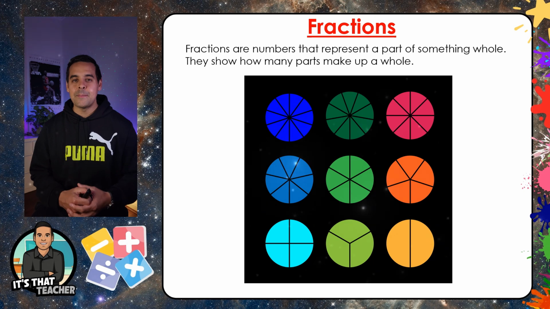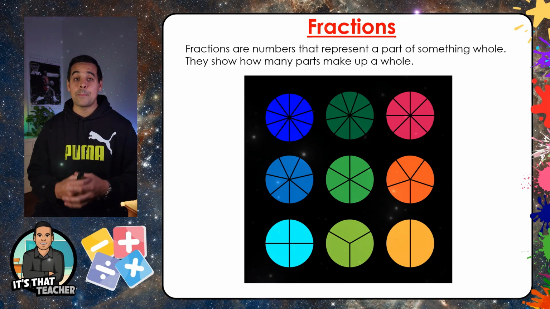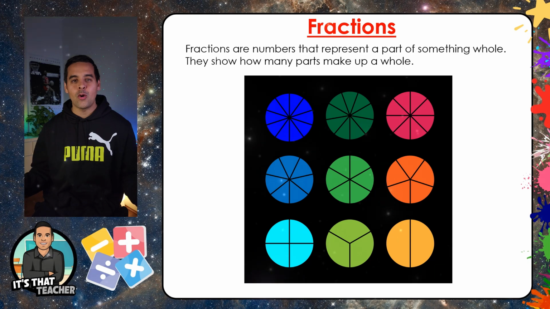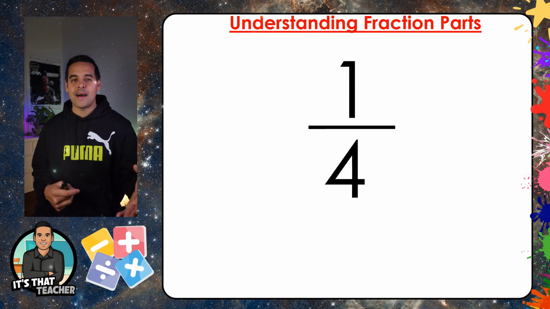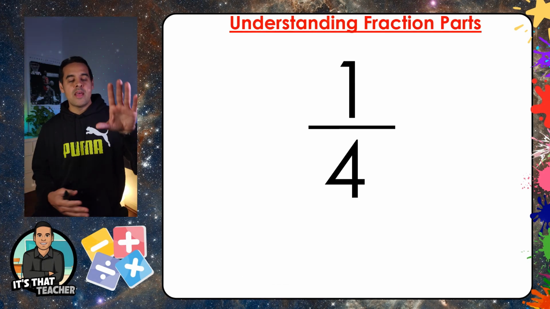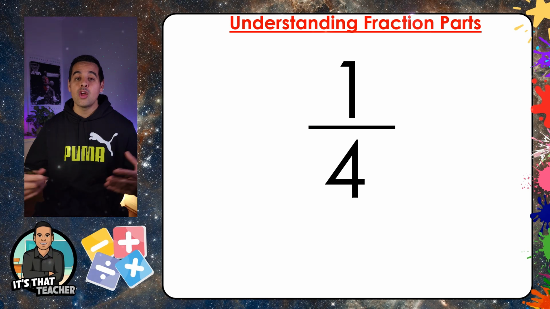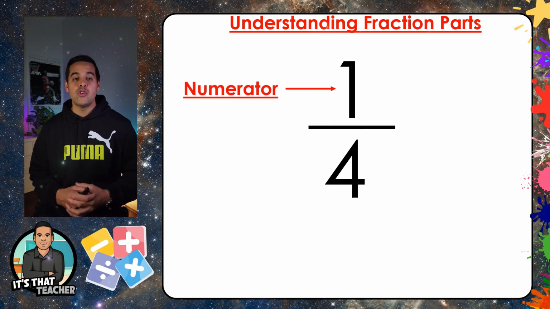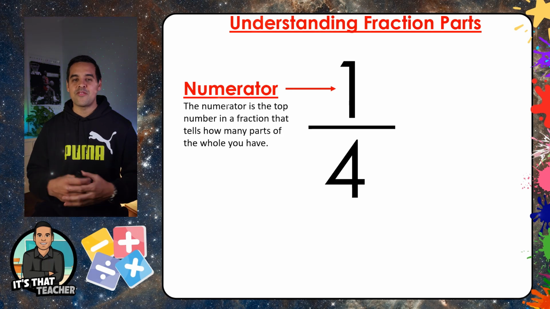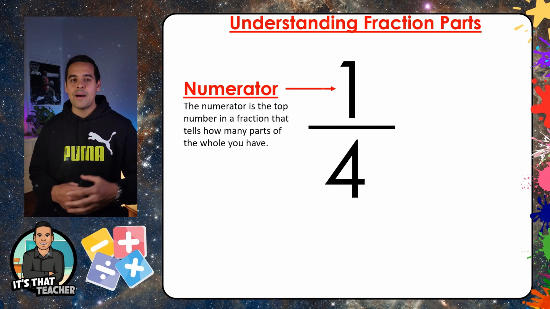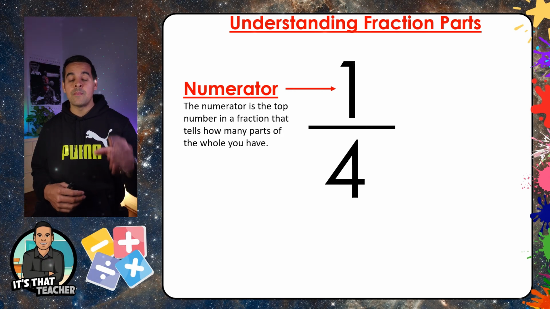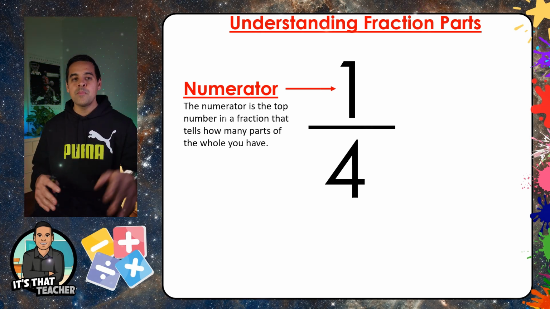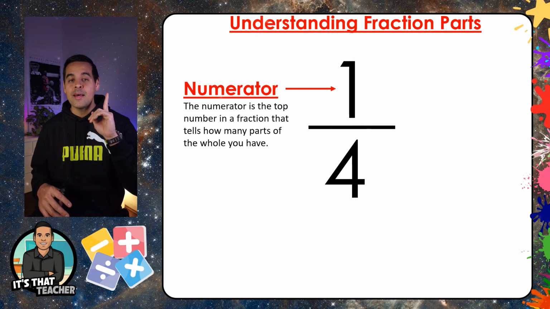Fractions are numbers that represent a part of something whole. They show how many parts make up a whole. Understanding fraction parts is extremely important. The example on the screen is 1/4. The 1 is called the numerator. The numerator is the top number in a fraction that tells how many parts of the whole you have. It can be any number, it doesn't have to be a 1, but the example here is a 1. The numerator is the top number.